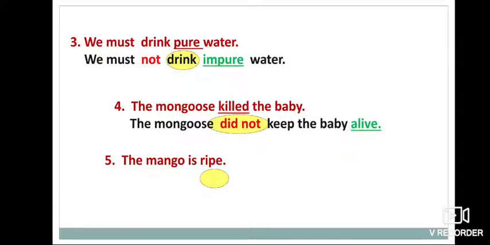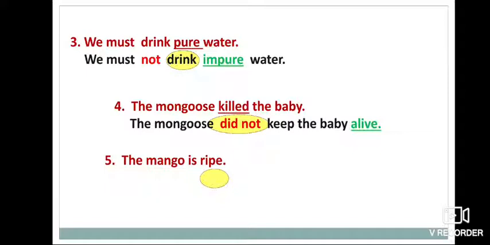Now see this sentence. The mongoose killed the baby. Now the negative word is: the mongoose did not keep the baby alive. So "did not" is a negative word and the opposite of killed is alive. So the sentence becomes: the mongoose did not keep the baby alive. That is a negative sentence.